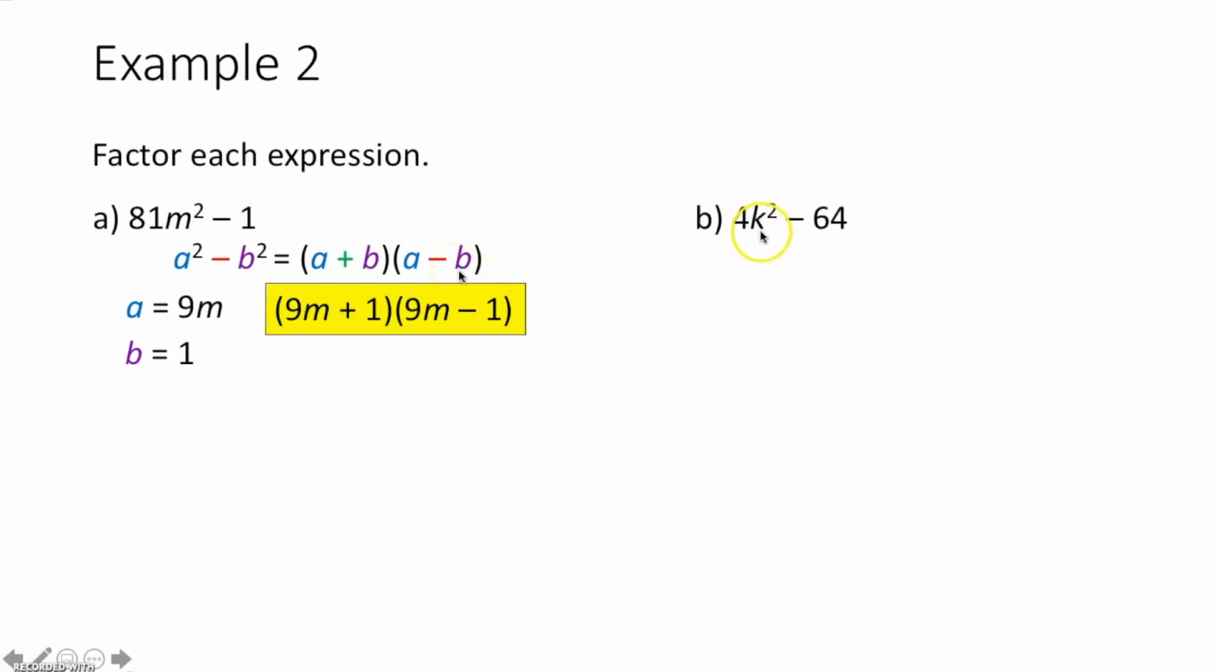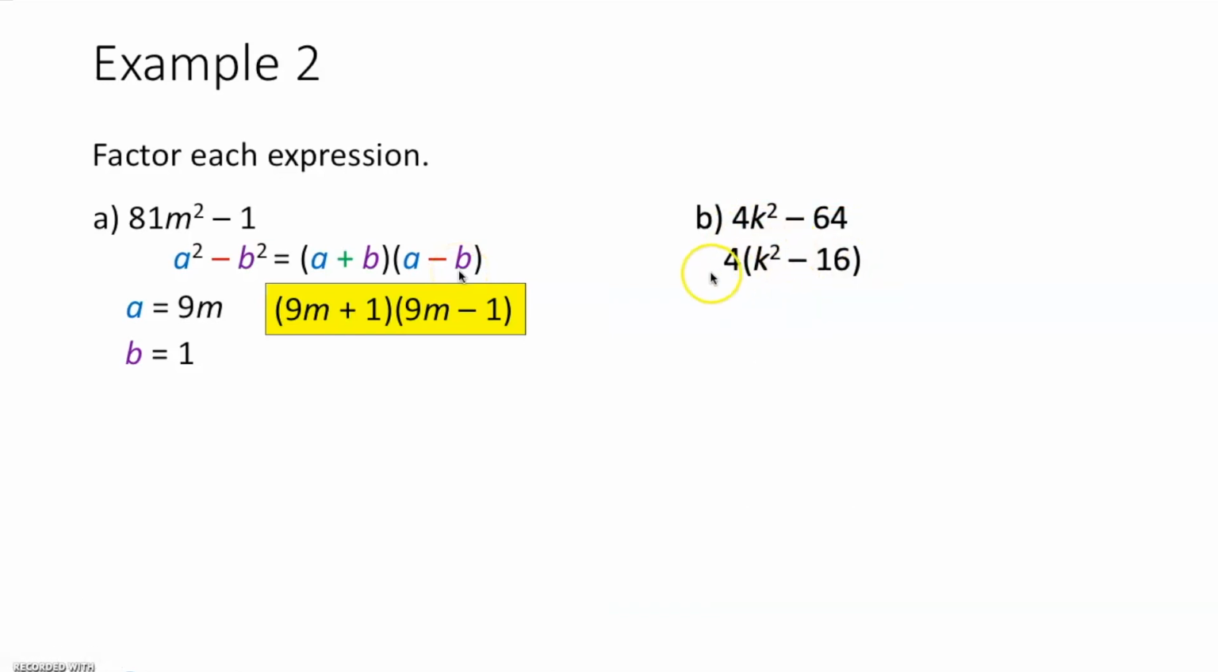Now for part B over here, there wasn't one in any of the previous ones, but here we actually do have a greatest common factor that we can take out from each of these terms before we use our shortcut. So what can we divide into each of these terms? That would be a 4. So I'm going to take a 4, put it on the outside of a set of parentheses, and on the inside, I divide each of these terms by 4, and I get k squared minus 16.